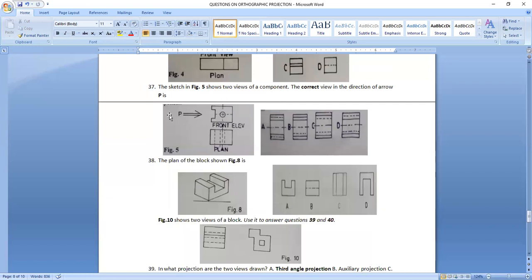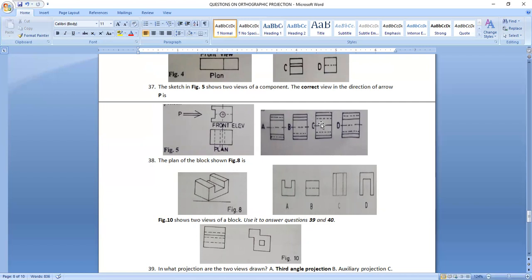Now, if we are looking at this object in this direction, we are going to see a rectangle in the middle here. But the hole is going to be hidden from us, which should be drawn with a short dashed line. So looking at all the options that we have here, the answer to this question is option C.